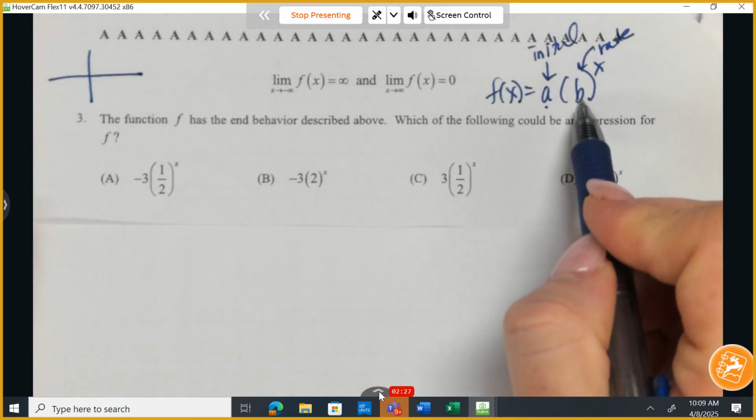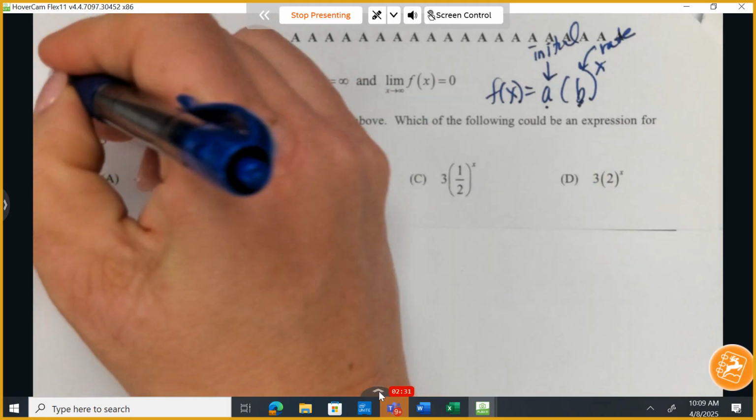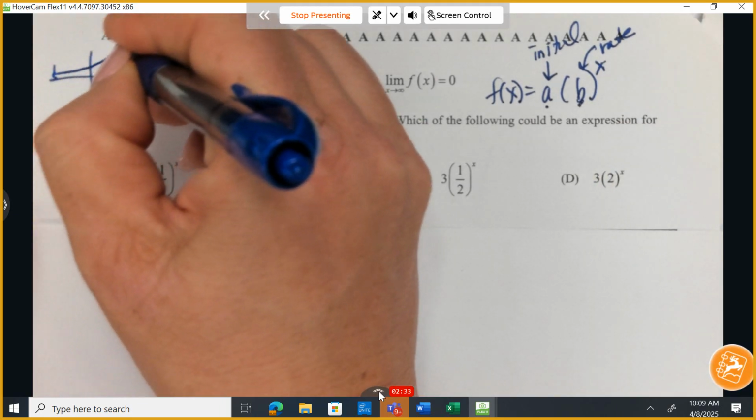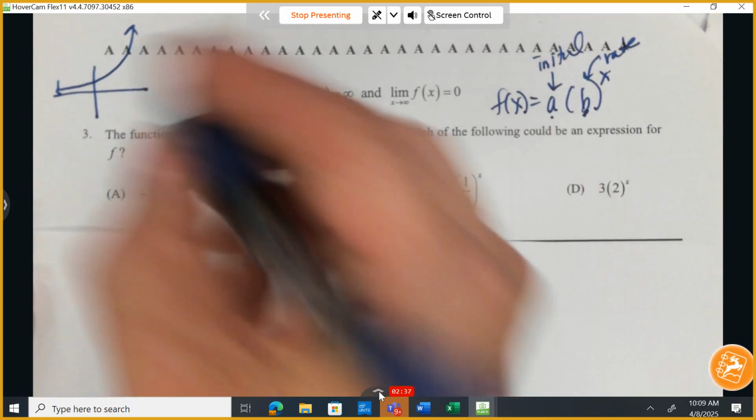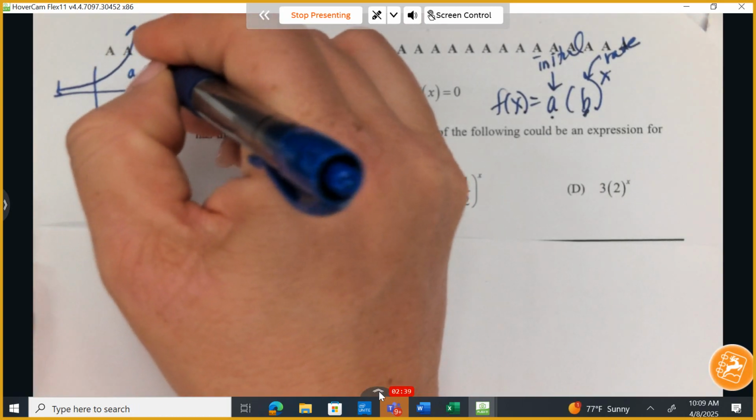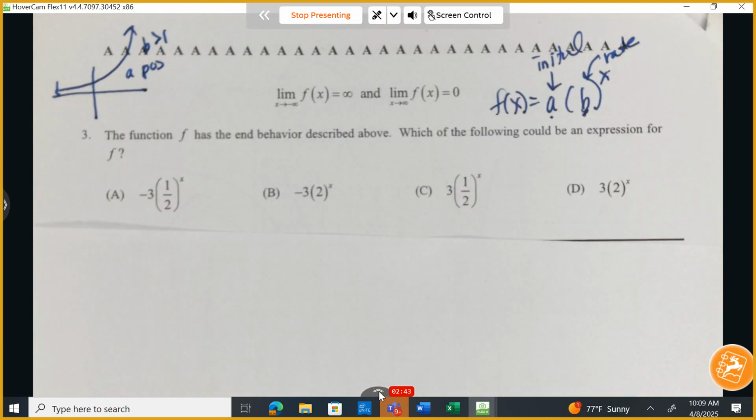If I have a b value that is greater than 1, it's looking like this. That's also true when my a value is positive. So I'm going to write a is positive and b is greater than 1. So from left to right, it's increasing. I can also see the rate of change is increasing because it's concave up. Thumbs up, thumbs down, if that makes sense.